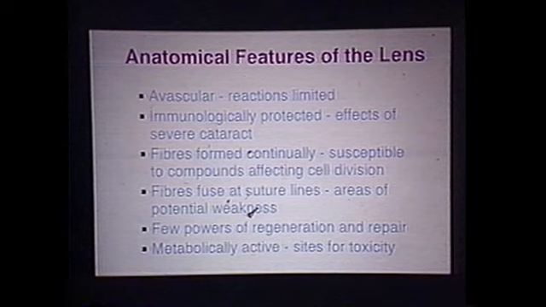This means that the lens is potentially susceptible to any compound which affects cell division, and also is susceptible to compounds which affect various parts of metabolism as well. The next important point is that fibres fuse at what are known as suture lines, and these seem to be anatomical or perhaps biochemical parts of the lens which are unique and seem to be the area at which cataracts first seem to start.